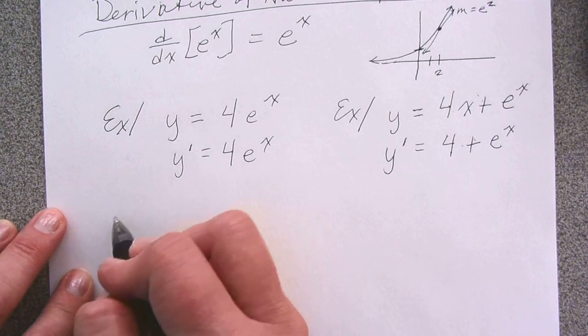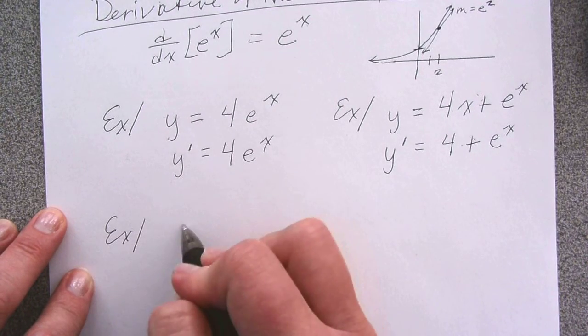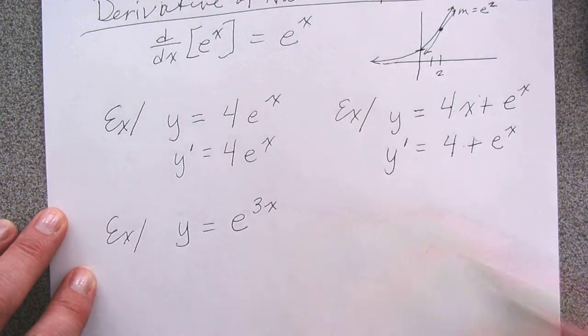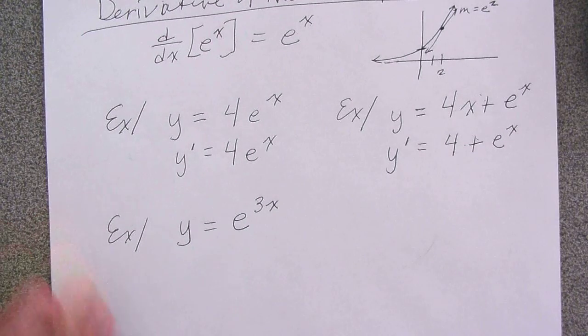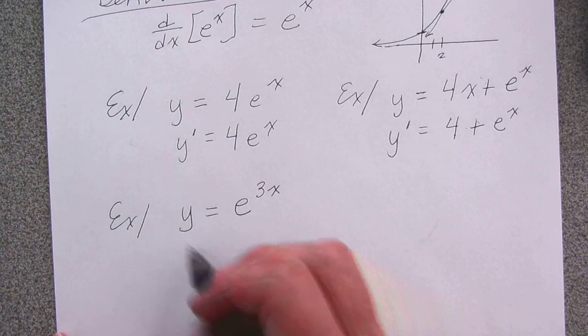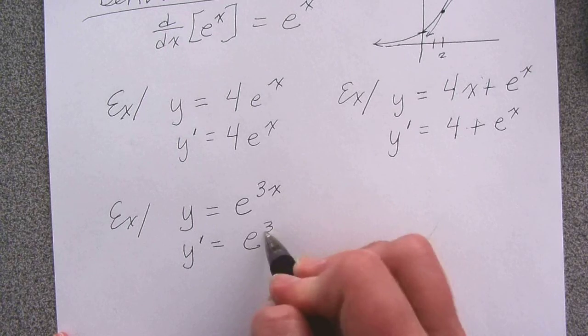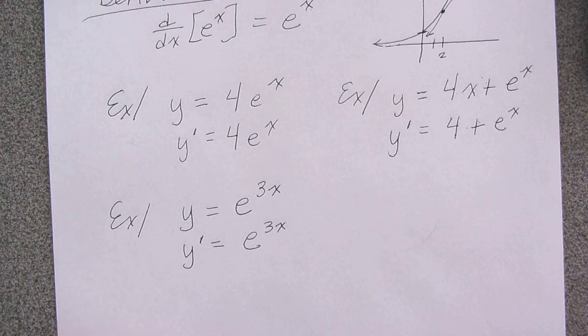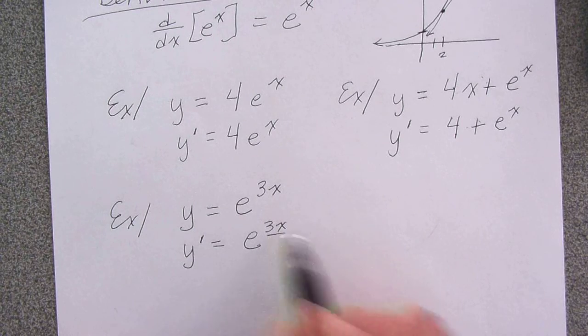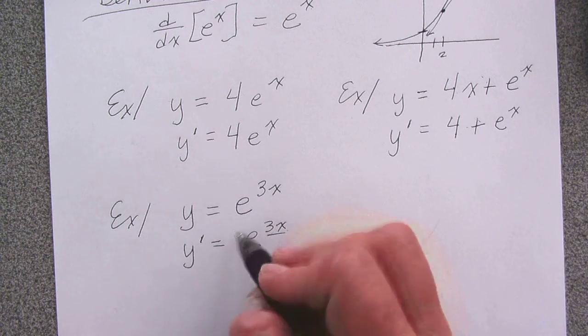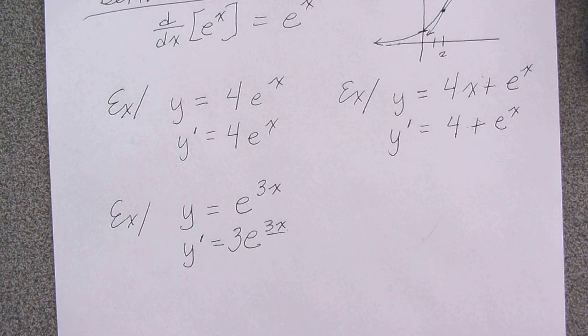Okay, if I have something like y equals e to the 3x, this gets a little bit more complicated, but the derivative is going to be the same thing, e to the 3x, but then you also multiply it by the derivative of this exponent. So what's the derivative of 3x? 3. So you multiply in front by that. Okay? Any questions on that?